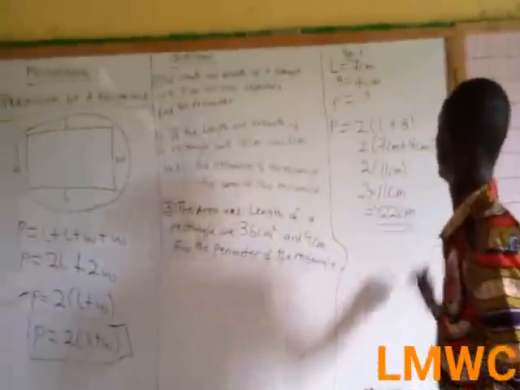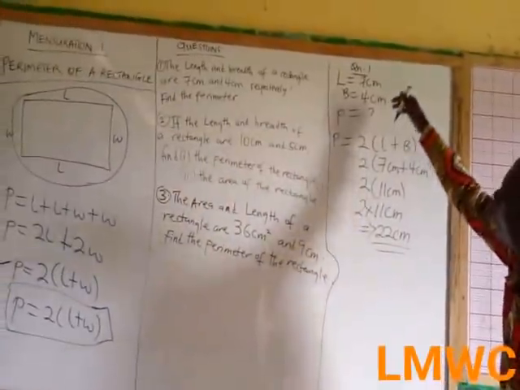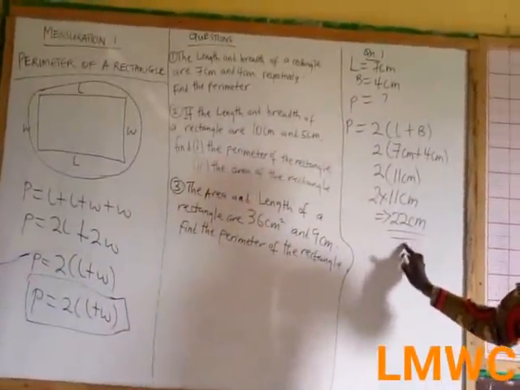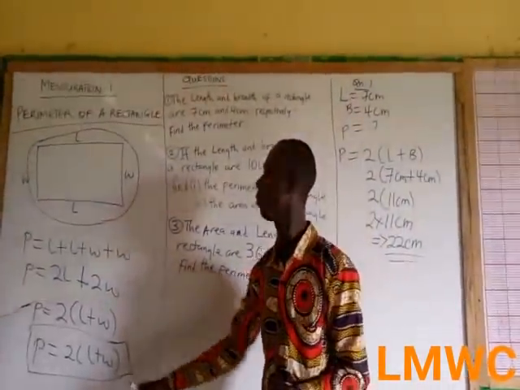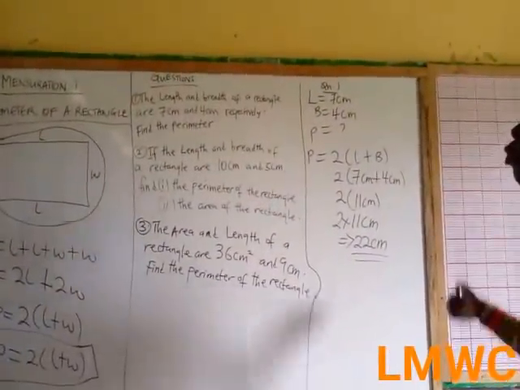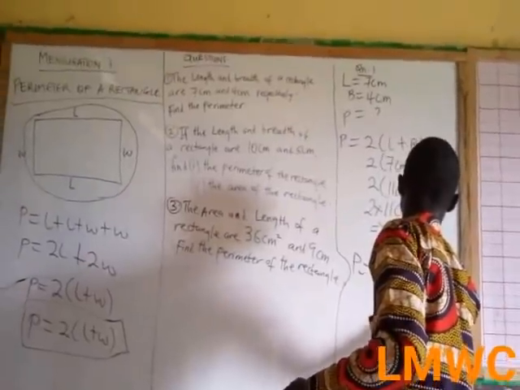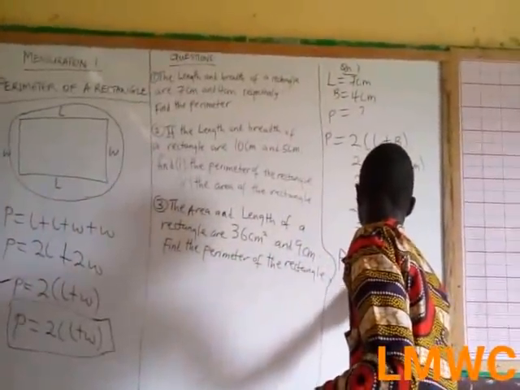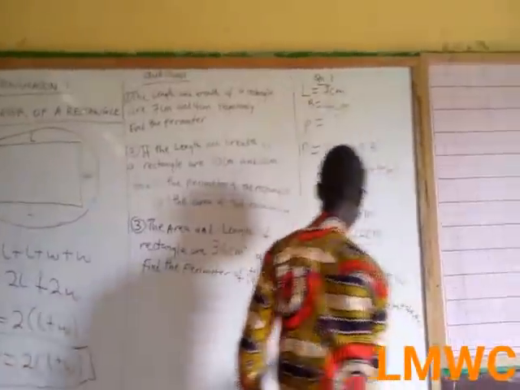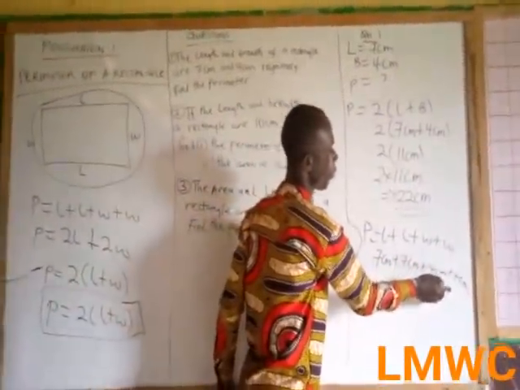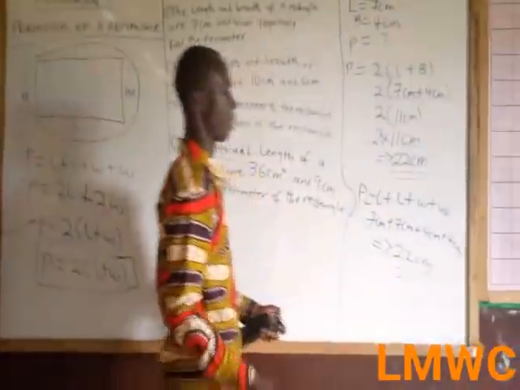Always take note that the unit for perimeter is centimeters or meters or millimeters. Take note. So this is the answer: 22 centimeters. So you always take note of the formula. It's not difficult. Or one can decide to do it like this. We know it's L plus L plus W plus W. What is our L? It's 7 plus 7. Our W is 4 plus 4. So 7 plus 7 is 14, plus 4 is 18, plus 4 is what? 22 centimeters. You see, this is correct.